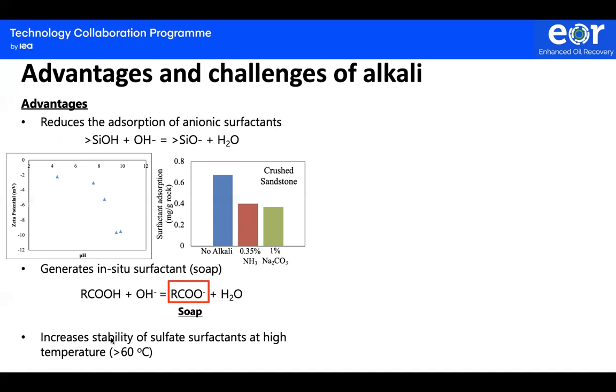And the third is that these are the main, but alkali also help in stabilizing some of the surfactants, such as sulfate surfactants. So at temperatures more than 60 degrees, increasing the alkali can stabilize the sulfate surfactants. So these are some of the advantages.